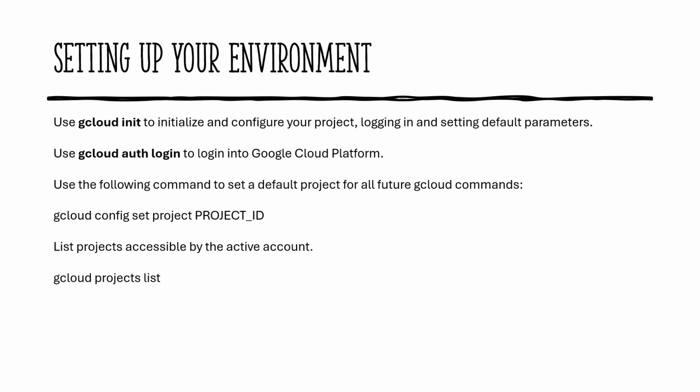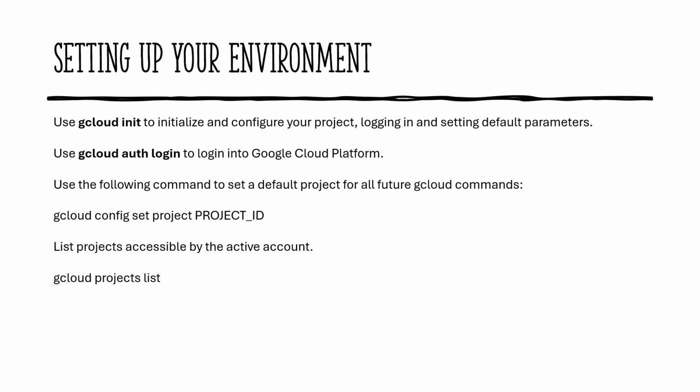Setting up your environment. Install the SDK. Use gcloud init to initialize and configure your project, logging in and setting default parameters. Use gcloud auth login to log in to Google Cloud Platform. Setting the default project. Use the following command to set a default project for all future gcloud commands. gcloud config set project PROJECT_ID. Example: gcloud config set project my-sample-project.